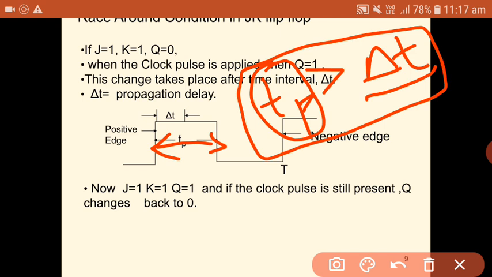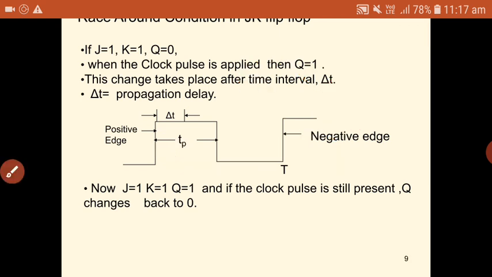That means you cannot predict the exact output for the J is equal to 1 and K is equal to 1 combination. So you can say that the output is ambiguous. Output is ambiguous for J is equal to 1 and K is equal to 1 if the clock pulse is greater than propagation delay. So the race around problem occurs when the clock pulse is greater than propagation delay.